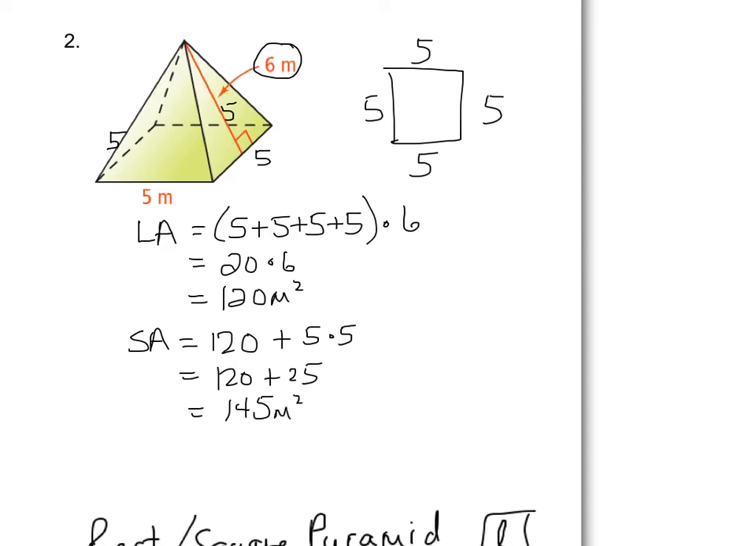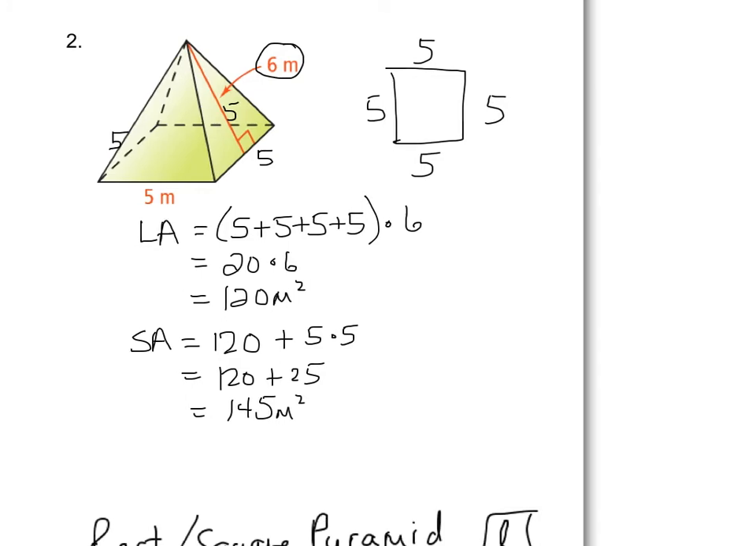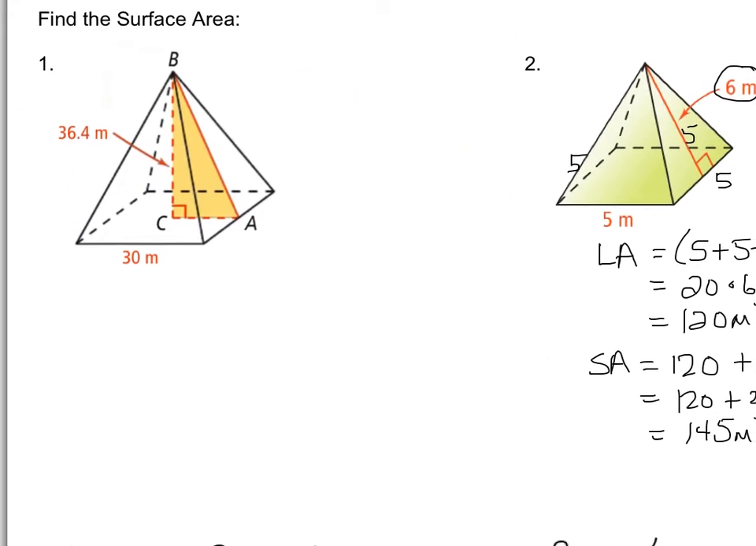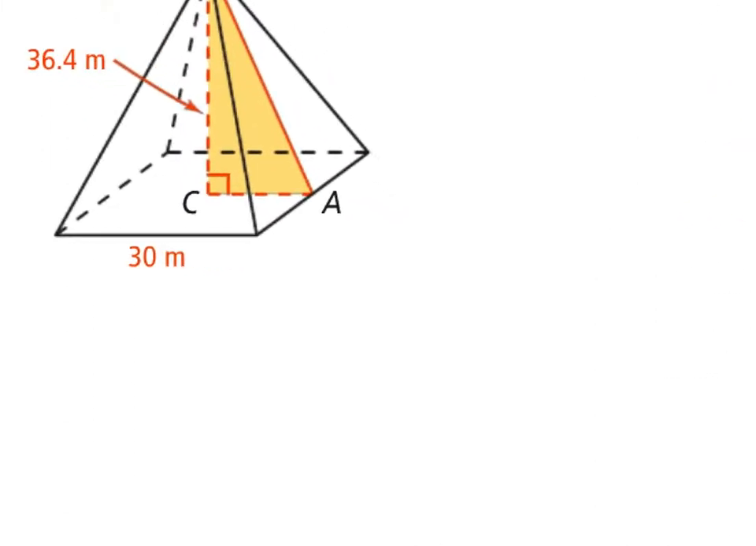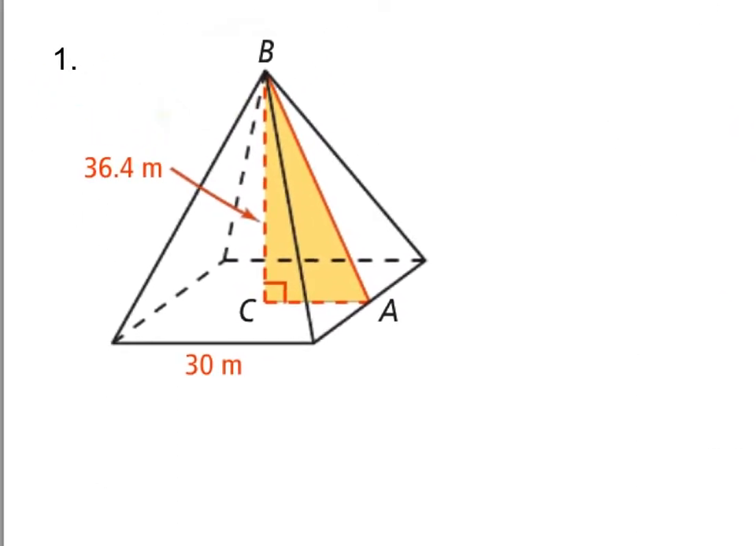Okay? So your cones and your pyramids are going to be a little bit smaller in terms of areas. Okay, let's take a look at the second one. Now you'll notice the second one is missing something here, okay? It does not give us the slant height. It gives us the height of the pyramid.